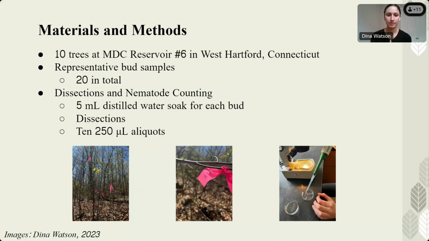And then after the dissections in the 5 mil, I removed all the organic bud matter, and I was left with just water and the nematodes, which had disseminated out of the bud. And I took 10 250 microliter aliquots from that 5 mil, and I was able to accurately count the amount of nematodes in a single bud.